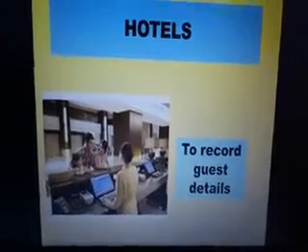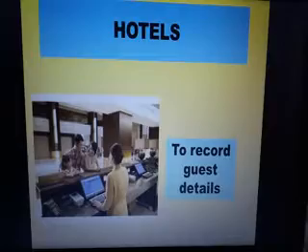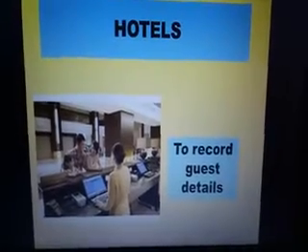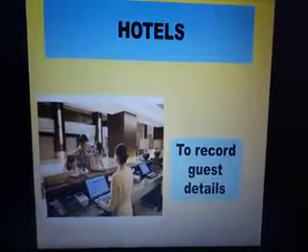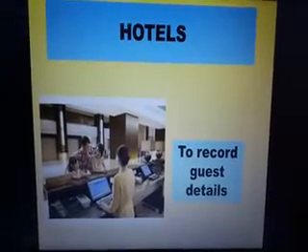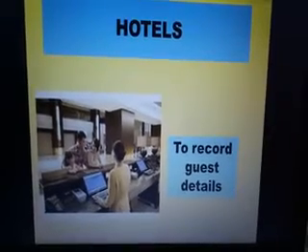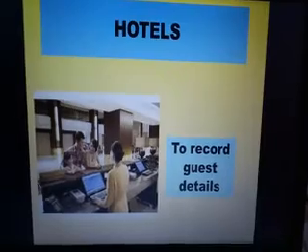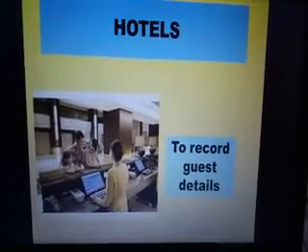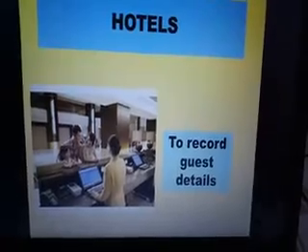Computers are also used in hotels. This is a picture of a hotel. There is a family standing on the other side of the counter and the lady this side is sitting in front of a computer, and what she is doing is she is seeing whether any room is available for this family here, or if they have already booked a room, she is just checking to see where that room is.